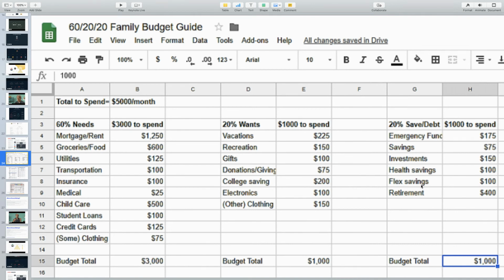Assume, of course, that you're saving for retirement, healthcare, investment, savings, an emergency fund. For some people, that's a luxury, the idea of having an emergency fund.